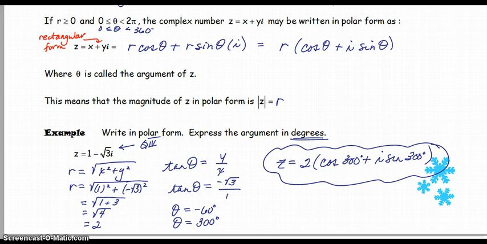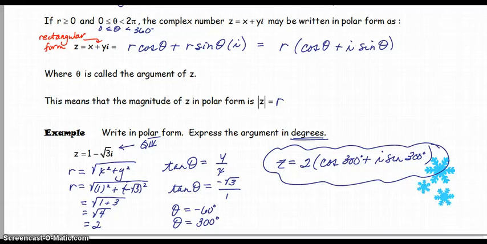So let's look at this first example. We're going to write the complex number 1 minus square root 3 i in polar form, and keep in mind we're to express the argument in terms of degrees. Now, if x is 1 and y is negative square root 3, we're talking about z being in quadrant 4. We need to take that into consideration when it comes time to do our angle measure. So we're going to start by finding r, plugging into the square root of x squared plus y squared. Watch your notation. That negative square root of 3 should be in parentheses.